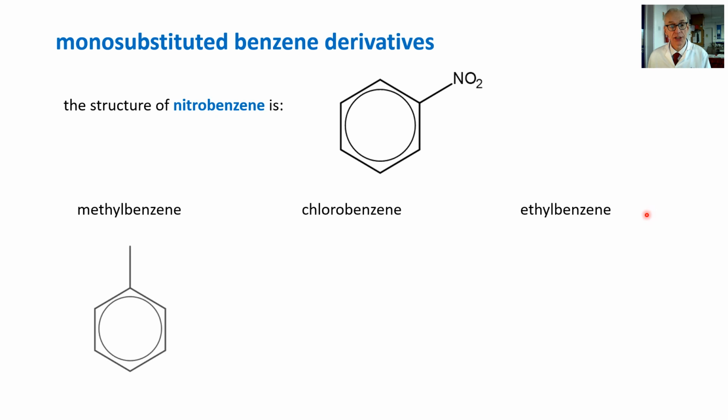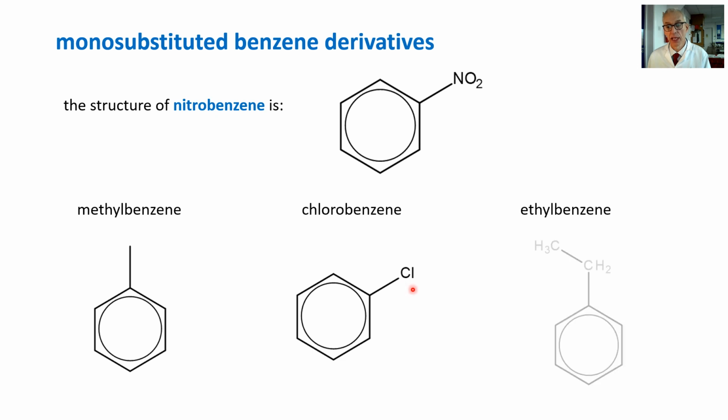So, methylbenzene, as a skeletal structure, we've replaced the hydrogen with a methyl group. Chlorobenzene, very simple, instead of a hydrogen we have a chlorine, so that's chlorobenzene. Ethylbenzene, instead of a hydrogen here we have CH2, CH3, an ethyl group, what's called a substituent. That is, it has been substituted for a hydrogen, a substituent. So these are mono-substituted benzene derivatives.